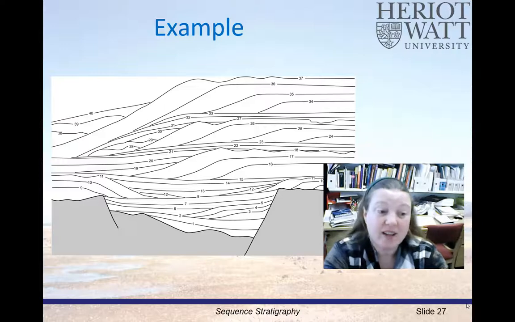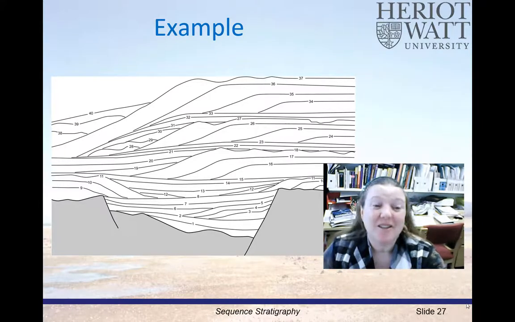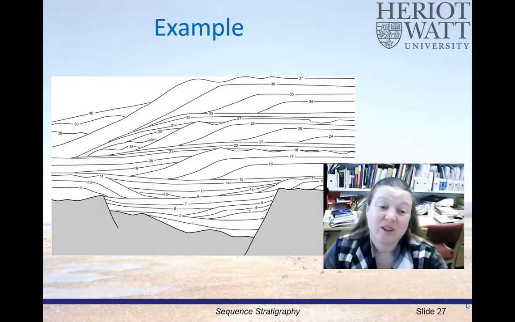What I suggest is that you pause this and see if you can identify the sequence boundaries, low stands, transgressive and high stand systems tracts, transgressive surfaces and maximum flooding surfaces. You may need coloured pencils.